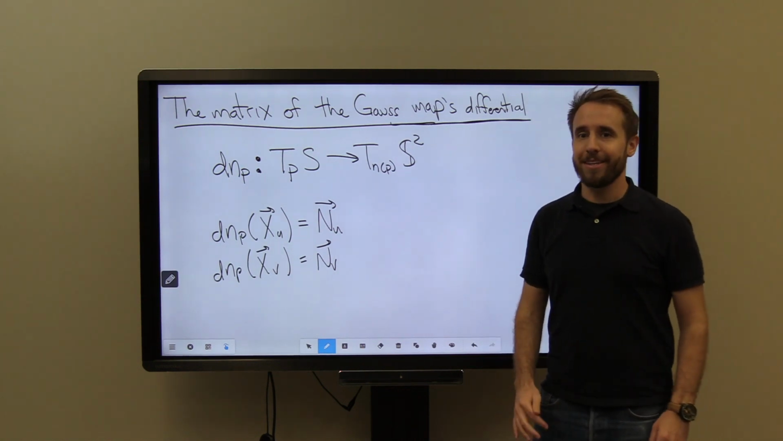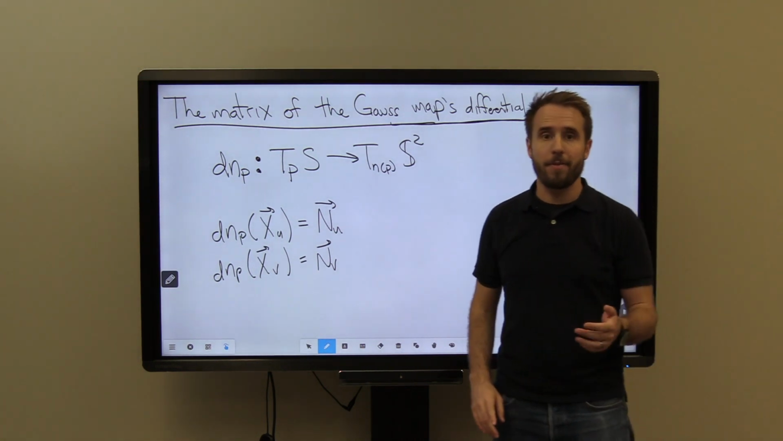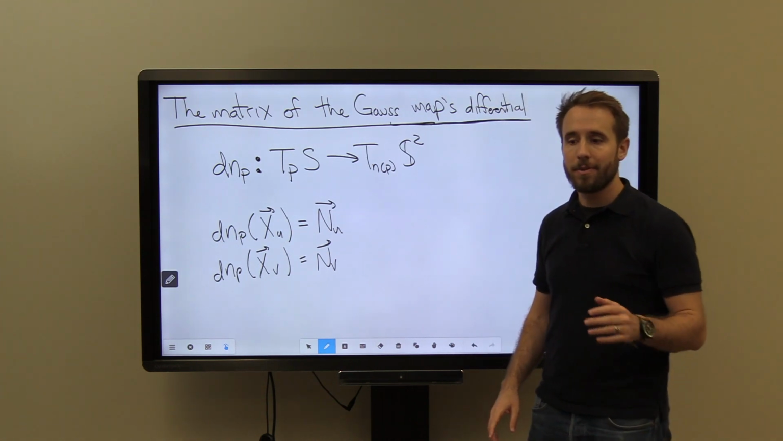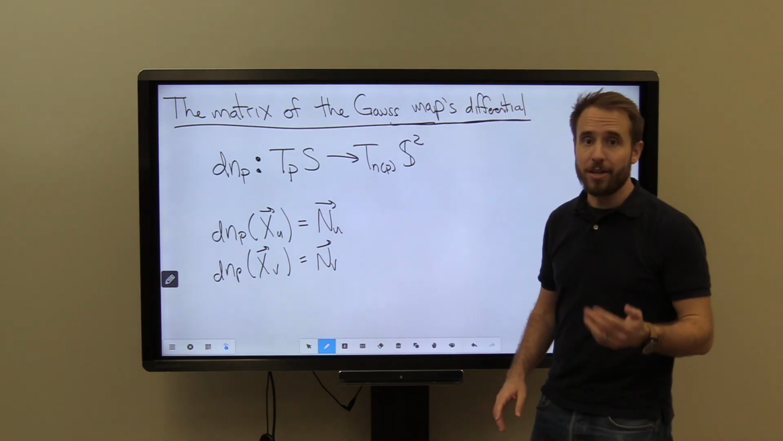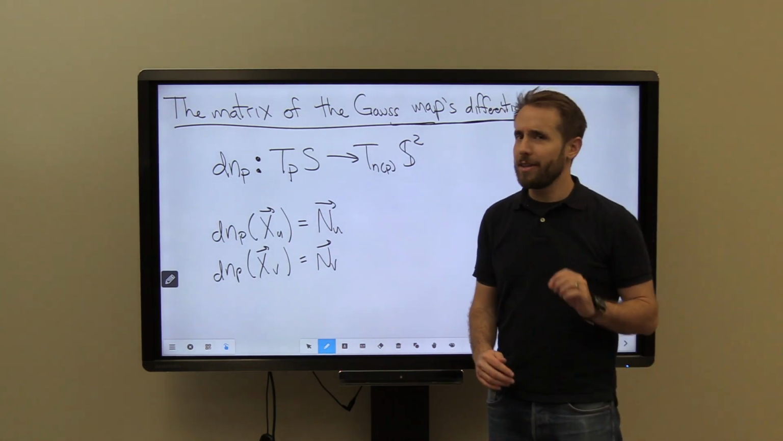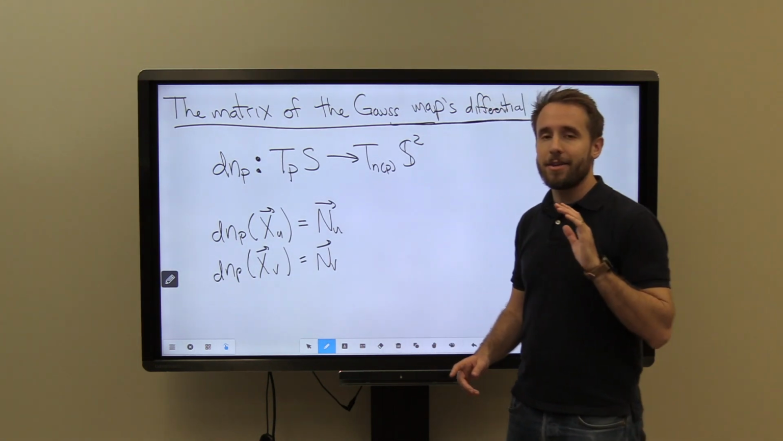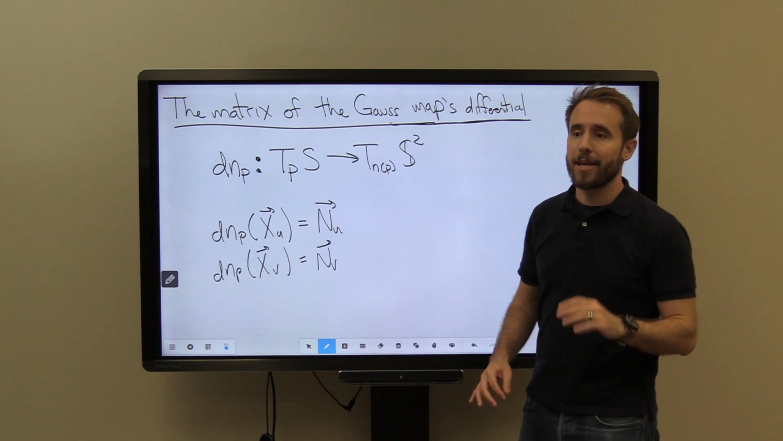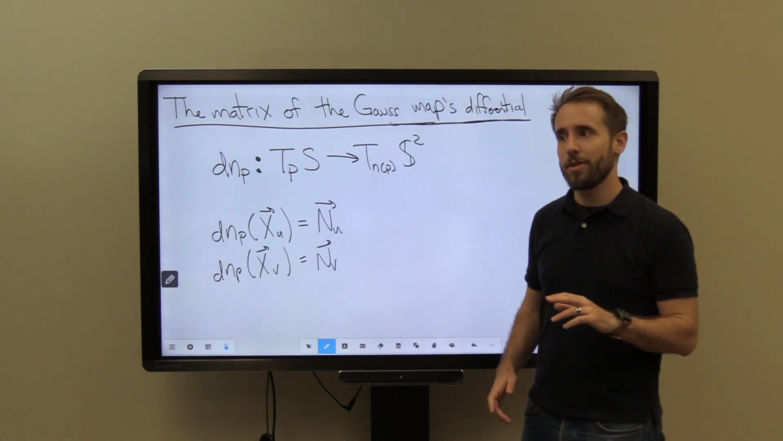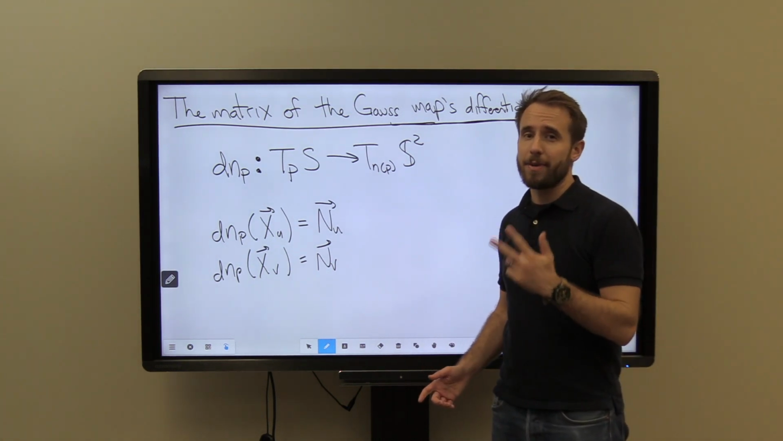All right, hey everybody. So now that we have the first fundamental form and the second fundamental form as tools that we can use, I want to go back and look at the Gauss map, specifically the differential of the Gauss map. And up until now, the differential of the Gauss map has been slightly hard to work with. We've really used three facts about it.